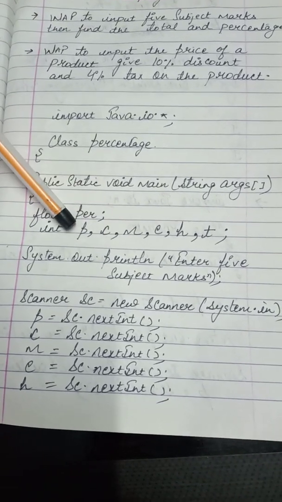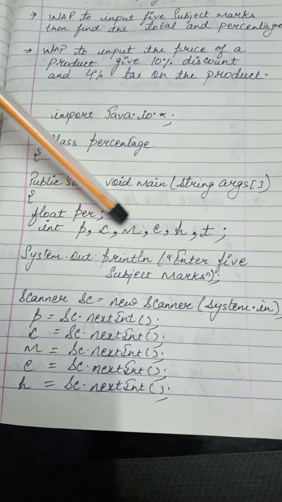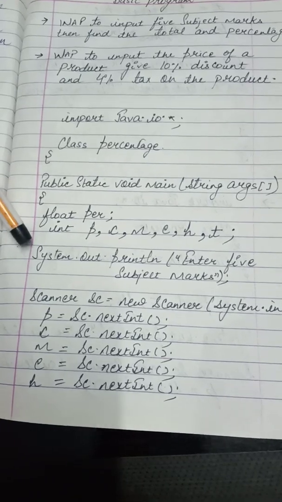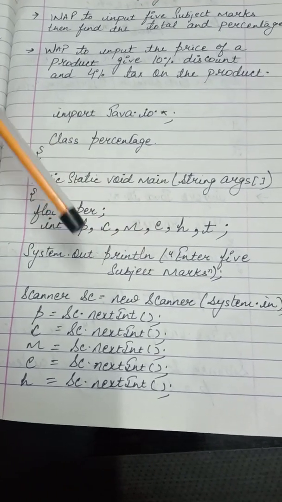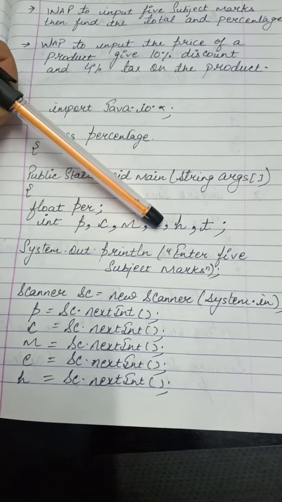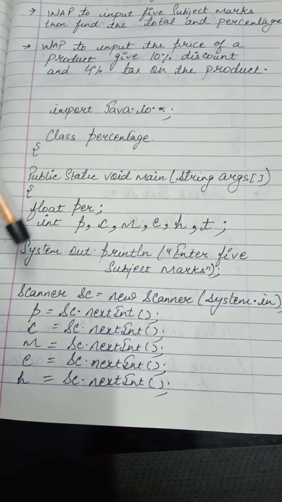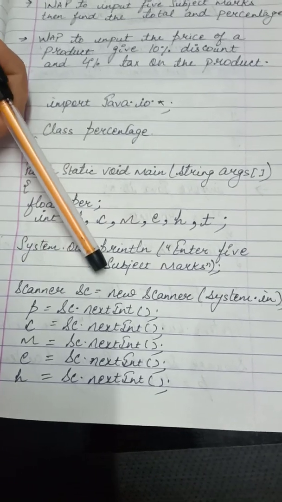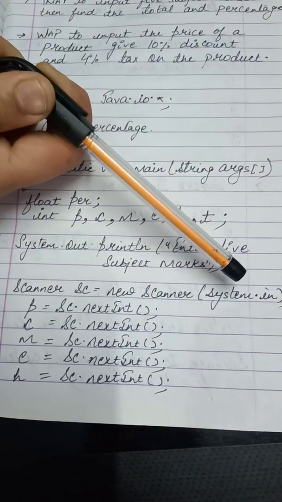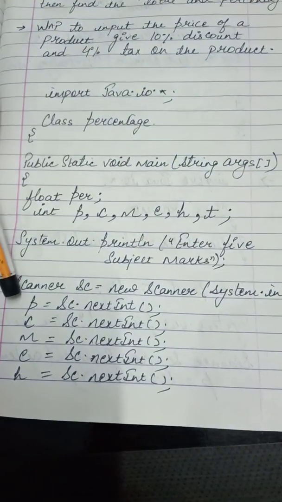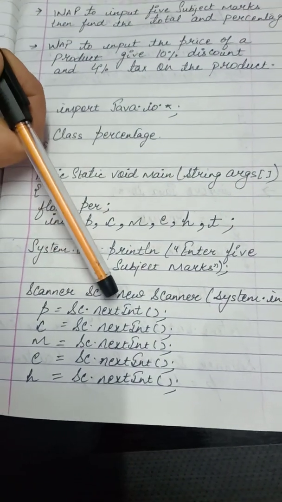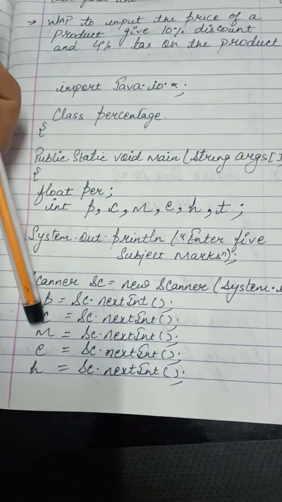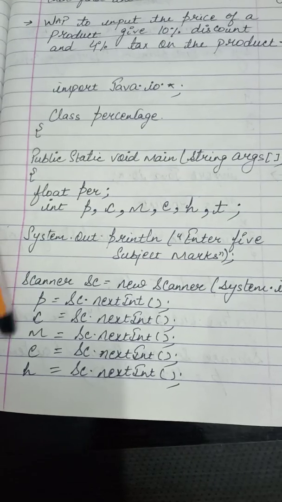P for physics, C for chemistry, M for maths, E for English, H for Hindi, and T is for total. Now first we will print the statement for entering the 5 subject marks. Enter 5 subject marks. Scanner class we have taken for taking the input of 5 subject marks. Scanner sc = new Scanner(System.in). This is the way of taking the input. Now p = sc.nextInt(); c = sc.nextInt(); and in this way we have taken the input of 5 subjects.